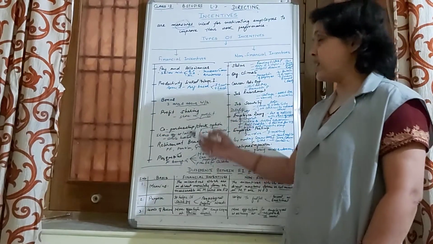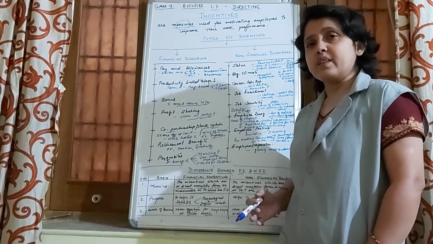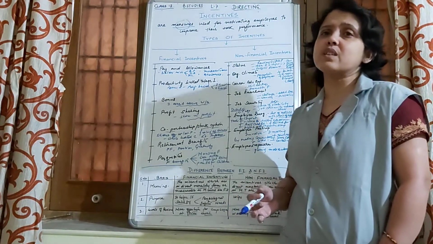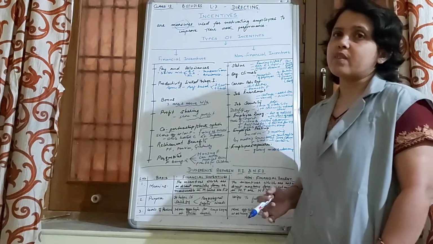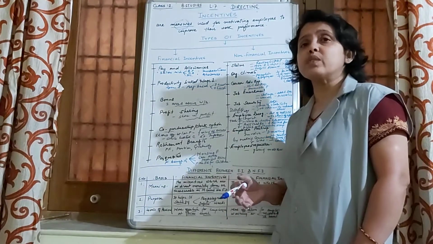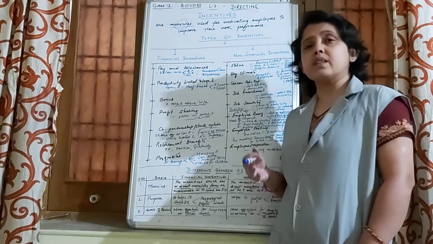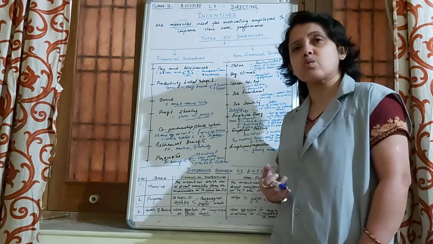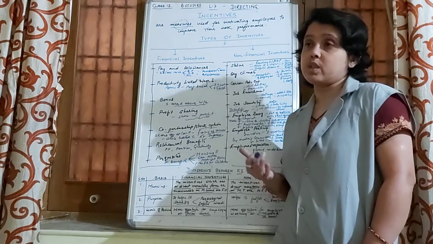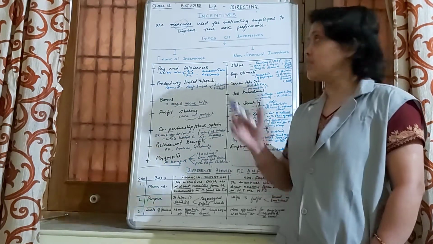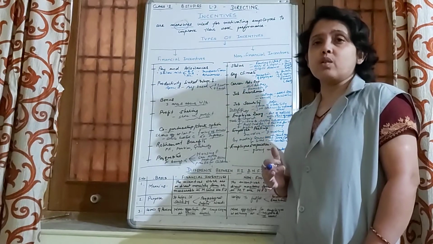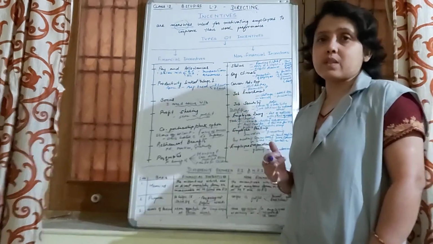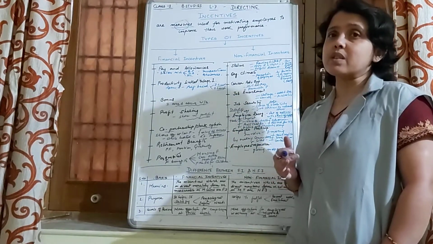Basically, we see that these financial incentives are able to meet the physiological needs and the safety and security needs of a person. But we have seen the categories of needs. It's not only basic needs or safety and security needs. There are social needs also. There are esteem needs also. Self-actualization needs also, which a person has. And that is why only money, or you may say monetary aspects, cannot satisfy a person completely.